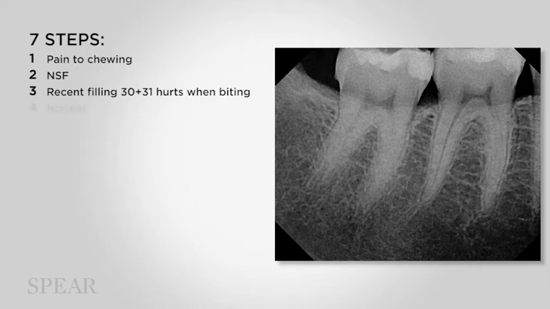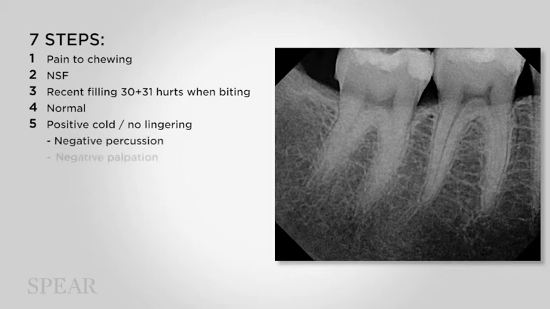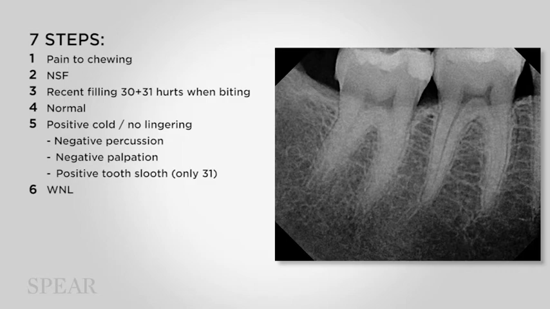The extraoral exam is normal, and the intraoral exam is positive to thermal testing without any lingering on tooth number 31 and tooth number 30 as well. The tooth is negative to percussion and palpation, but only on tooth number 31 do you get a response to the biting test, or the Tooth Slooth. The radiograph looks normal. There's no real pathology going on there. There are shallow restorations in place.